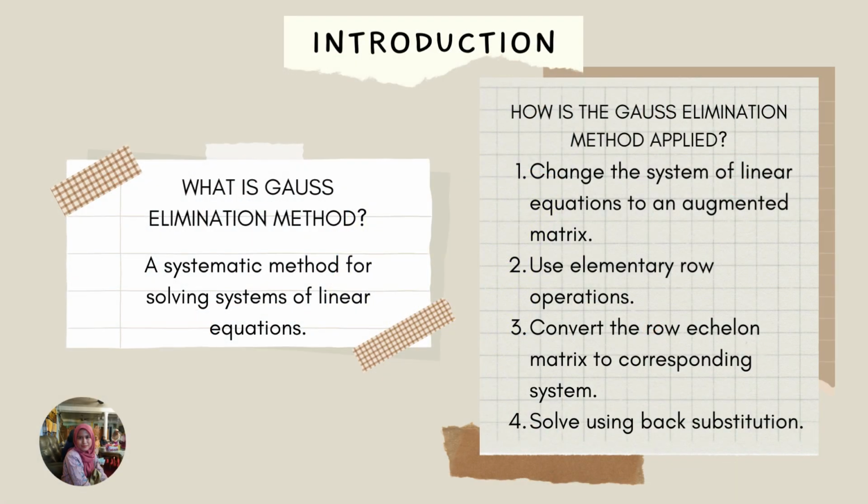Firstly, I want to introduce the Gauss elimination method. Gauss elimination method is a systematic method for solving a system of linear equations. How is the Gauss elimination method applied? Firstly, we need to change the system of linear equations to an augmented matrix. Use elementary row operations and convert the row echelon matrix to the corresponding system. Then, we can solve using back substitution.